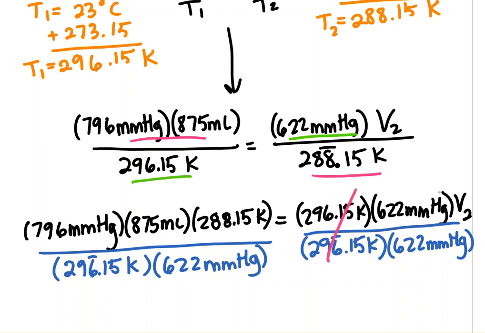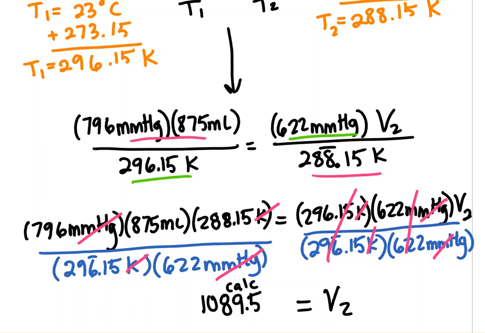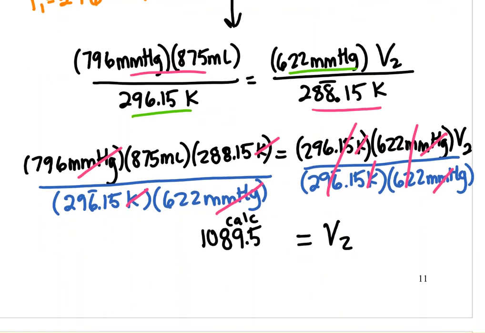Okay, and now I see these numbers cancel, these units cancel, and I'll have V2 by itself on this side. On this side, I see that millimeters of mercury cancel, K cancels, and so the only unit left is milliliters, and my answer will come out in milliliters. That's what my calculator says. But I need 3 sig figs, so let me just write this the other way. Put it in scientific notation to get 3 sig figs.